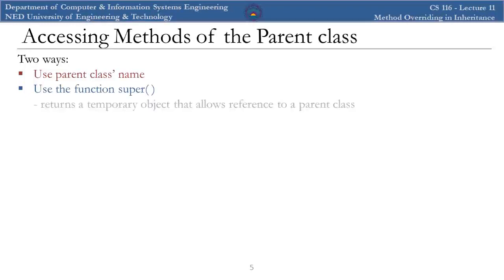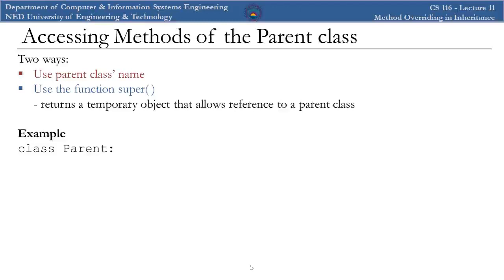So there are two ways to do this. The first one is to use the parent's class name, like we used to access class variables using their class names. So we'll be accessing methods the same way. And the second way is to use this special function called super. And what does this function do? It simply returns a temporary object of the parent class, and that temporary object can be used to access attributes and methods of the parent class. Now let's see an example for this.